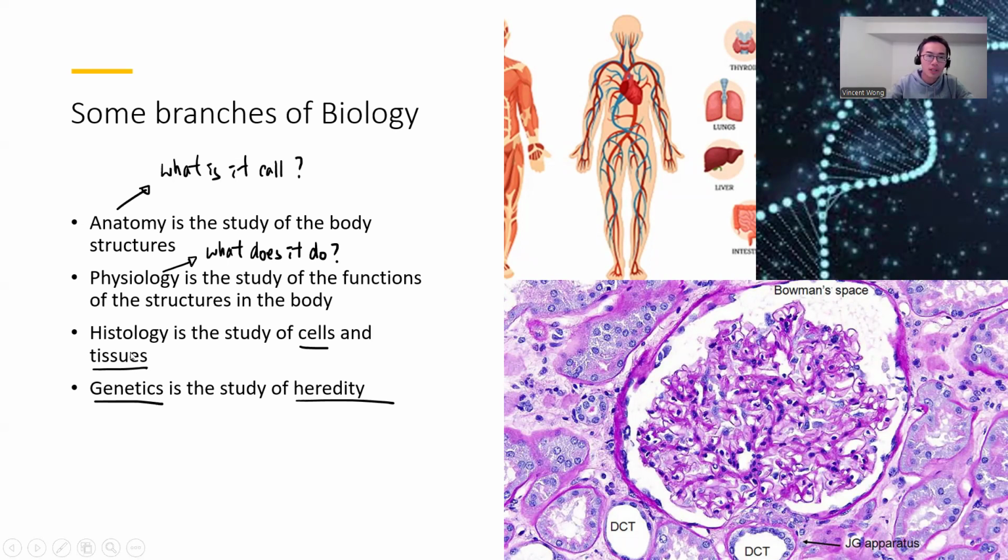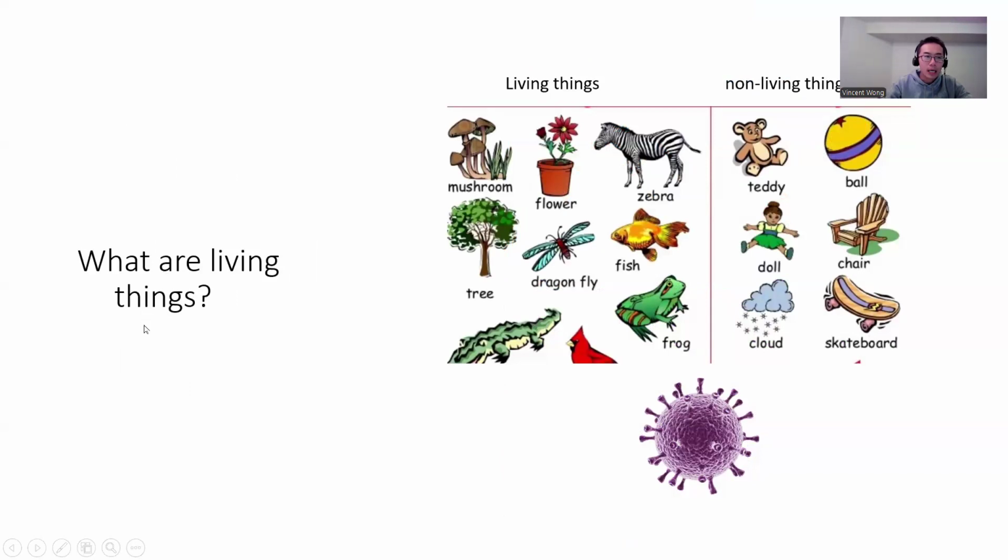Okay, so these are just some branches of biology that you will be learning in the pre-health program. But of course, there are many other branches of biology. There is botany, which is the study of plants. There is evolution, many branches. But these are the ones that we're going to be focusing on in this course and next semester as well. So again, what is biology? It's the scientific study of living things.